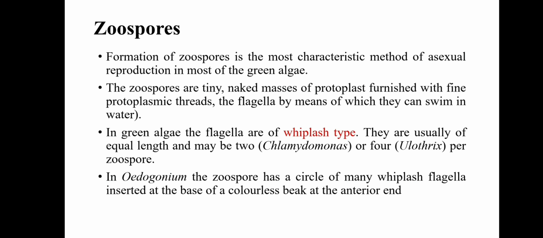Generally in green algae, flagella are present which are whiplash type and mainly of equal length, that is isokont. They may be 2 as in the case of Chlamydomonas or 4 as in the case of Ulothrix. In the case of Oedogonium, as I have already discussed, a crown of flagella is present at the terminal position of the cell and that is known as stephanokont. So always remember that zoospores are motile spores.